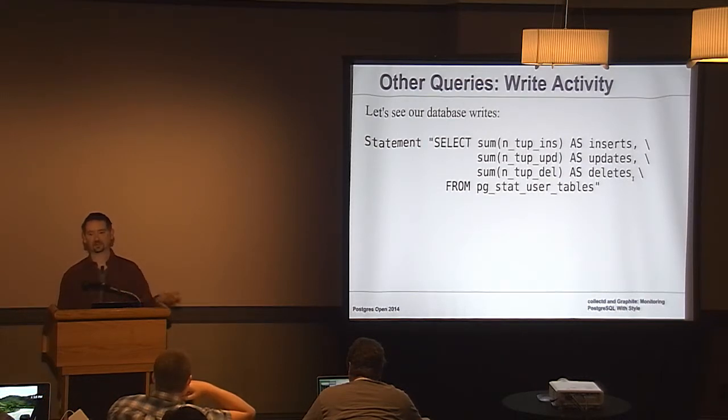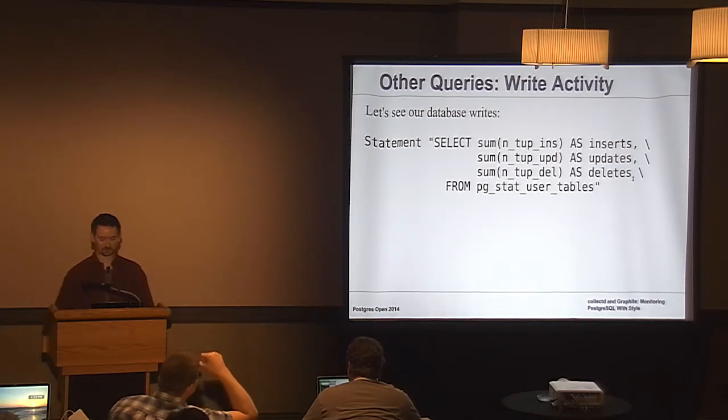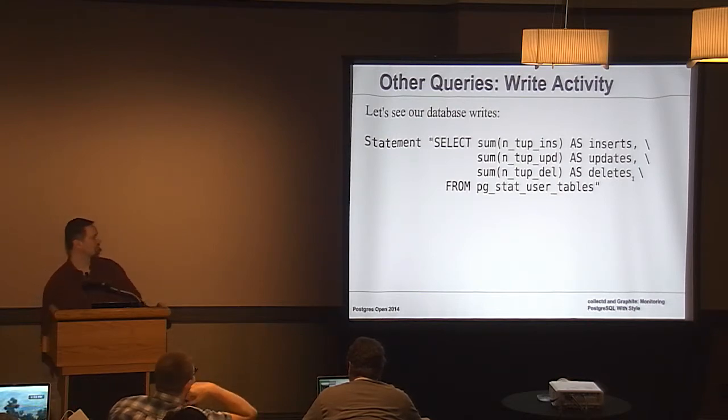Graphite and collectd both know the default resolution is 10 seconds, so they divide the difference between the two measurements by 10, so you're actually getting a rough estimate of per second. In this case, it's just a couple of summaries of the different things from one of the stat tables in Postgres.